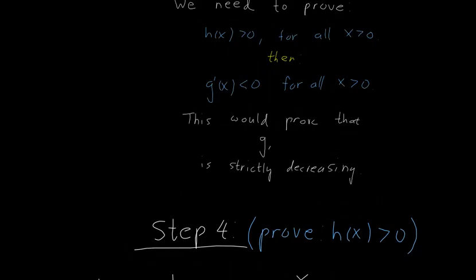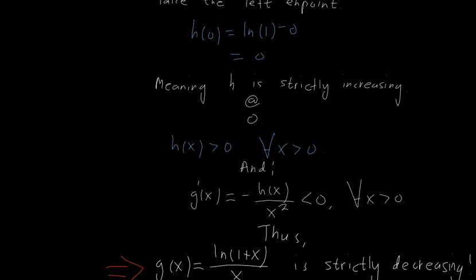So we need to evaluate that. This is something that we can't avoid. We have to look at it. So g prime of x is equivalent to minus h of x over x squared, which is strictly less than 0, because we want to evaluate when the behavior is less than 0, for all x greater than 0. So we need to evaluate that.